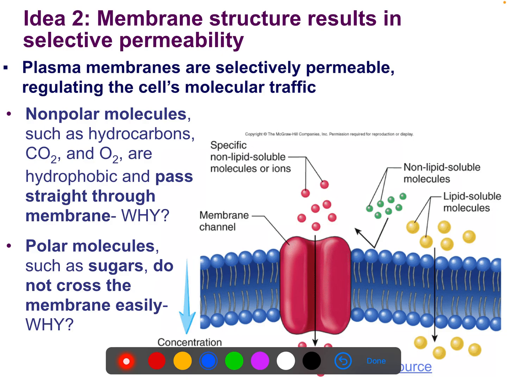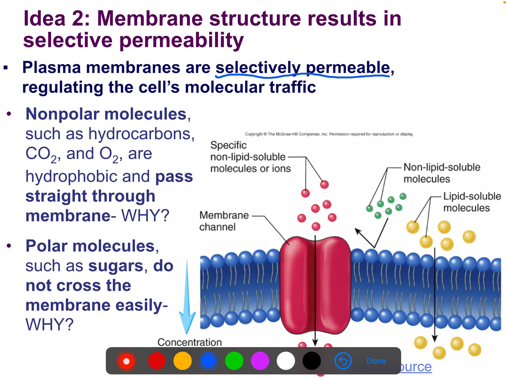Okay, so that moves us on to idea 2. We've talked about the structure of the membrane. Now we need to talk about the function and what it does. The function of the plasma membrane is to be selectively permeable. That idea and that vocabulary word is not going away. Selectively permeable just means it's choosy. It decides what goes in and what comes out. And we're going to talk about exactly how the membrane lets things in and out.